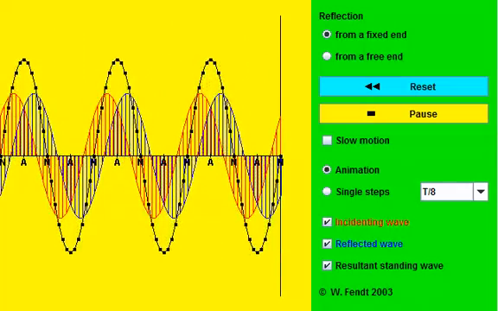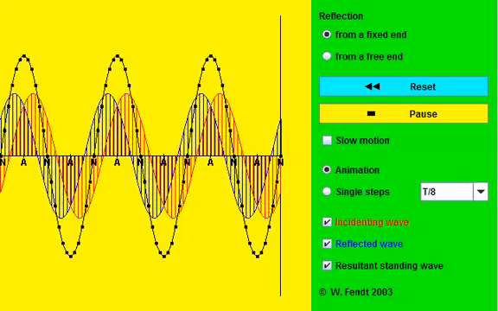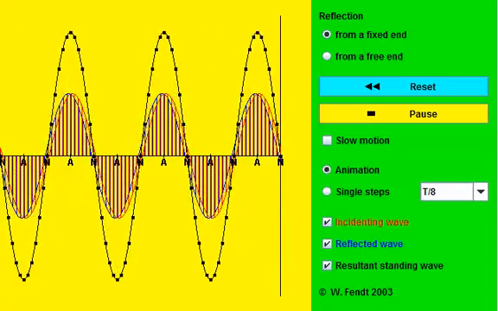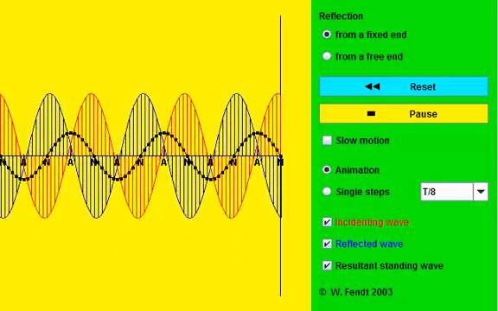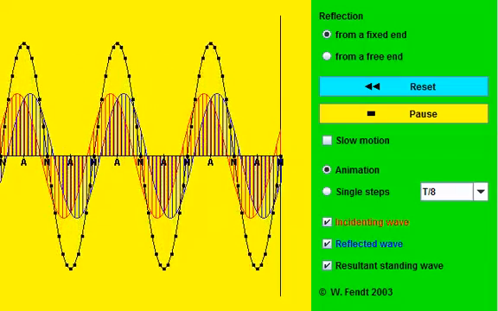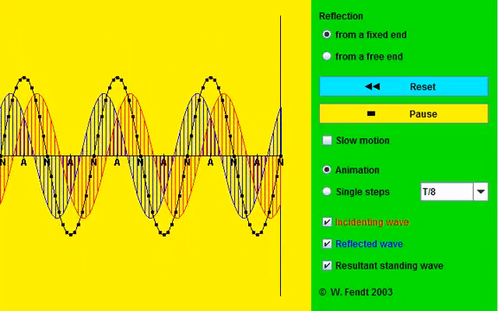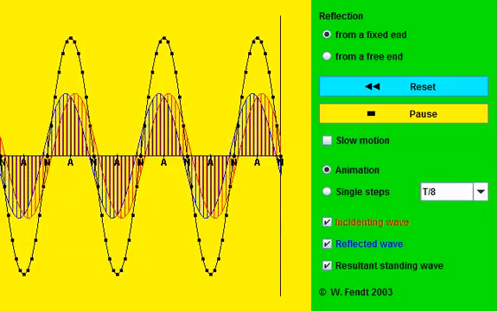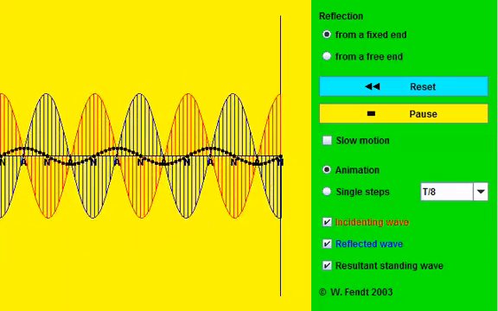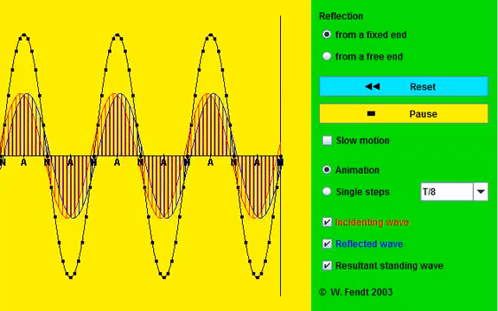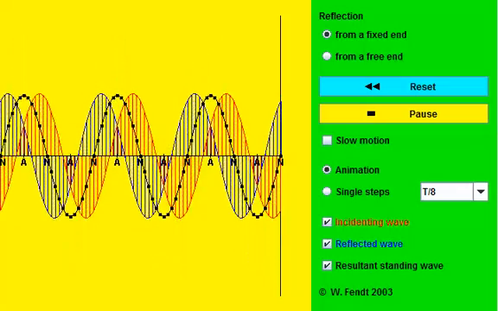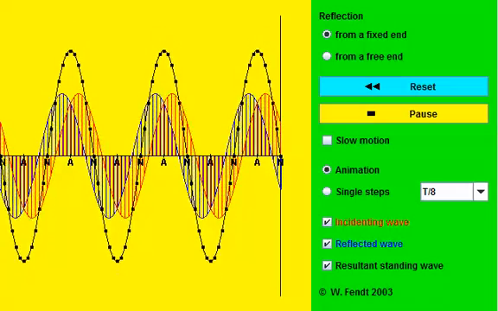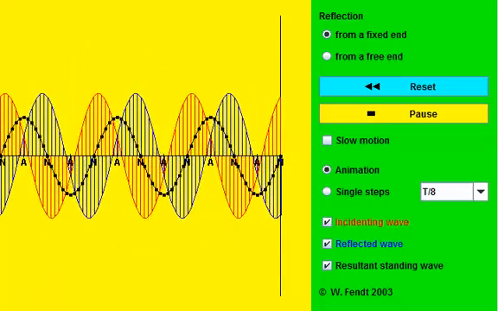Okay? So all the time, there were waves moving in that string. There was a wave moving to the right and a wave moving to the left. Okay? But what you saw was a wave that appeared to be staying in place. We call that a standing wave, because it didn't appear to be moving. It appeared to be just oscillating in place. So that is a standing wave.